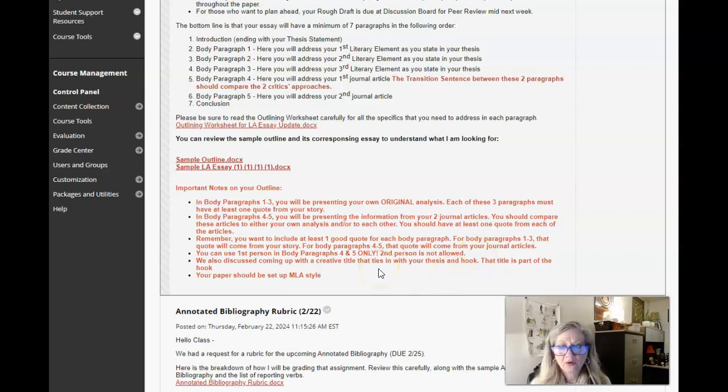Try to come up with a creative title that ties in with your thesis and hook. That title is part of your hook. And as you move into writing your rough draft, set your paper up in MLA style.